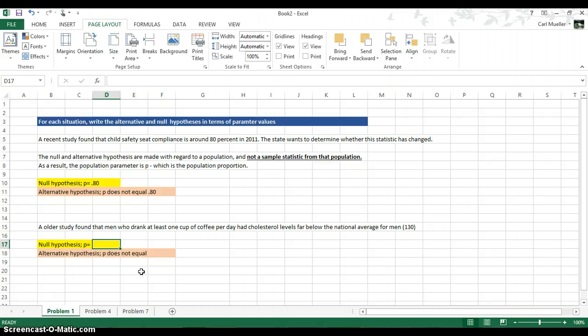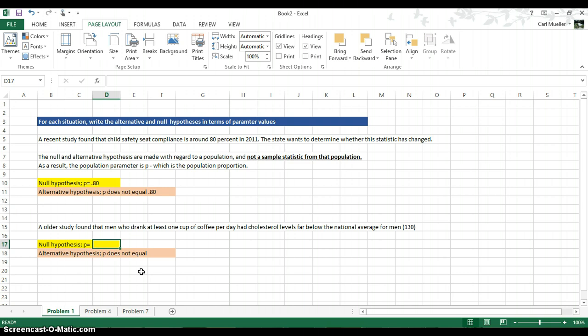So we want to introduce you to the concept and get more into the detail and granularity of alternative and null hypotheses, both in terms of general broad concepts, but also in the parameter values. What does that really mean? But we'll just jump right into it.